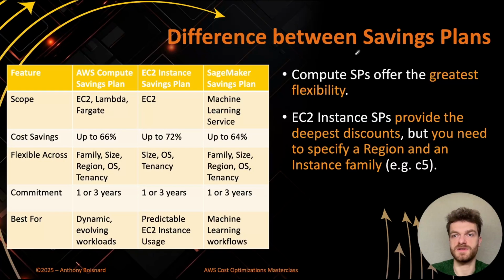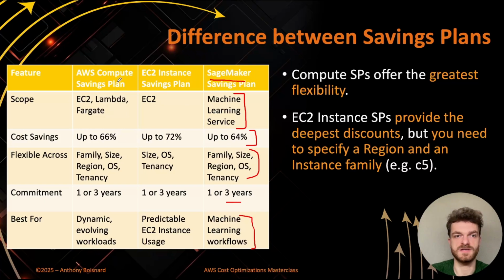So the difference between the savings plans are, first, SageMaker is only for the SageMaker service, which is a machine learning service. It's up to 64% for the cost savings. It's really flexible across all those metrics, and you can commit to 1 or 3 years, and it's only for machine learning workflows.